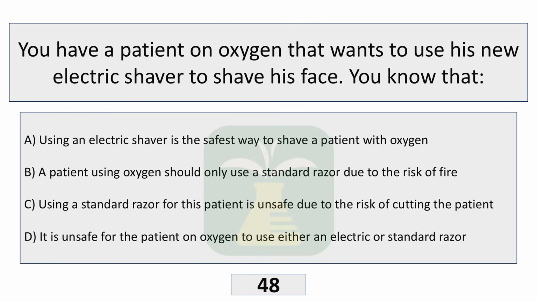You have a patient on oxygen that wants to use his new electric shaver to shave his face. You know that. A. Using an electric shaver is the safest way to shave a patient with oxygen. B. A patient using oxygen should only use a standard razor due to the risk of fire. C. Using a standard razor for this patient is unsafe due to the risk of cutting the patient. D. It is unsafe for the patient on oxygen to use either an electric or standard razor.